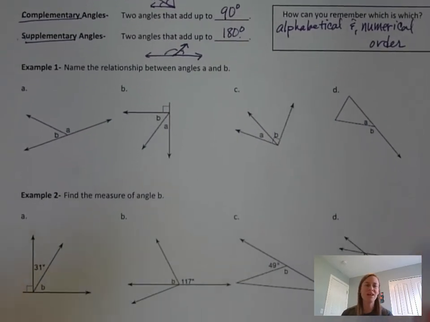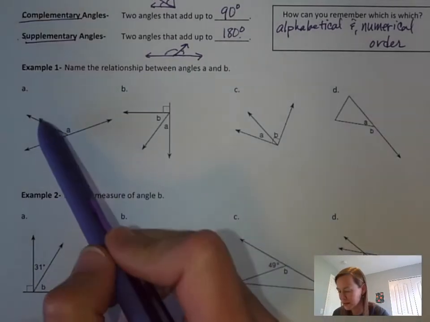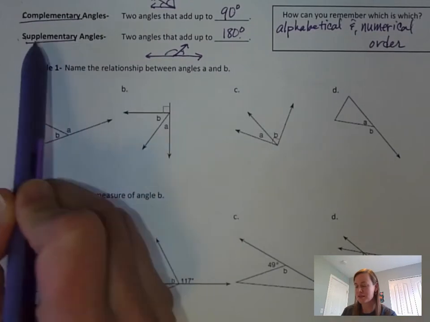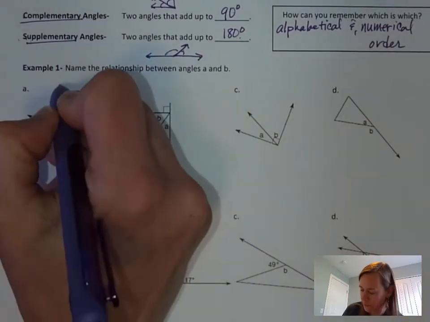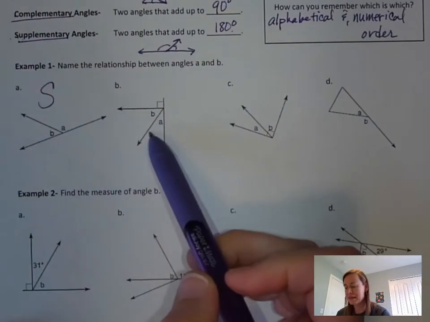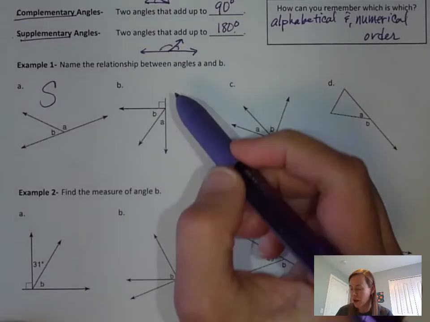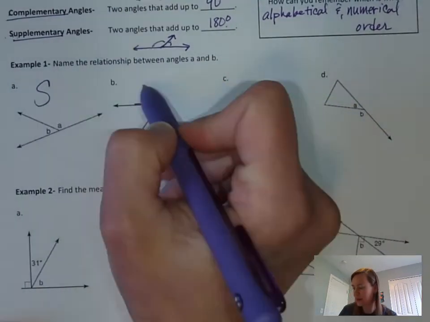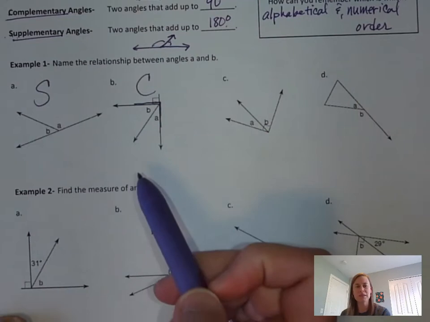Now in example 1, all you have to do is name the relationship. You can go with a C or an S. So let's take a look. It looks like these two angles are forming a straight line, so that's going to be supplementary. It looks like these two angles are forming a right angle when you add them together. They're just a right angle, right? So they're going to be this guy. It's going to be complementary.